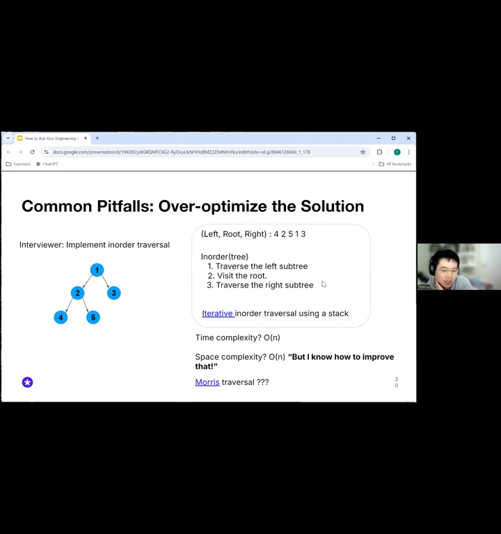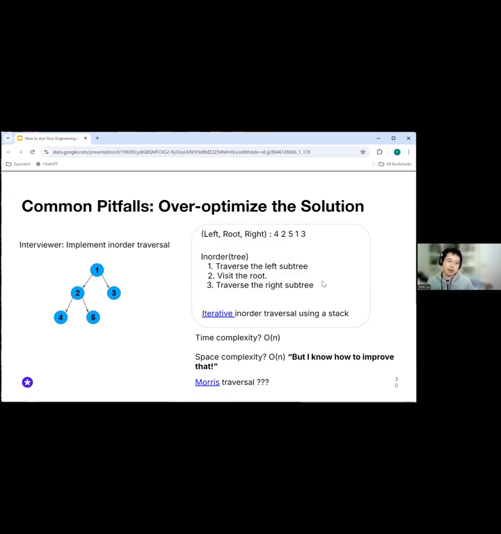There is one technique called Morris traversal. But do you know the Morris traversal requires us to modify the input tree structure, meaning we have to mutate the input binary tree? But what if your interviewer's expectation is that the input is immutable? Then we don't even have to think about this optimization, right?